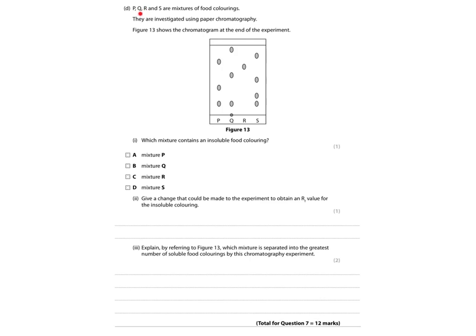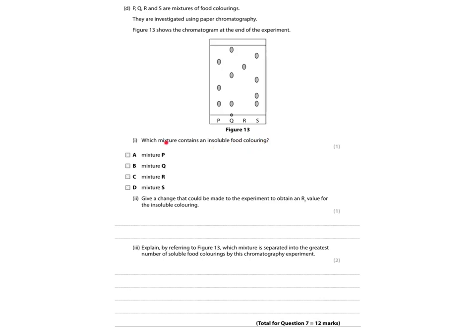P, Q, R and S are mixtures of food colourings. There's P, Q, R and S. They are investigated using paper chromatography. Figure 13 shows a chromatogram. This is called a chromatogram at the end of the experiment. Which mixture contains an insoluble food colouring?